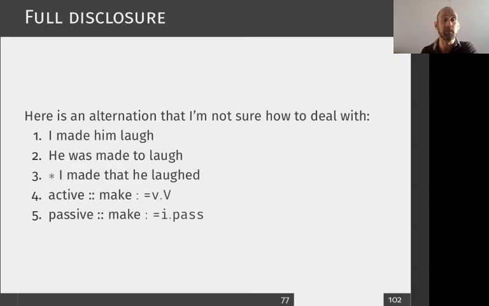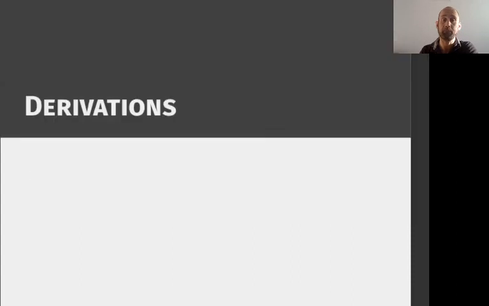Okay, so in the active here, it looks like make should have features something along the lines of equals little v, big V. Whereas in the passive, it needs to have features something along the line of equals non-finite complement passive. Okay. So we can account for this, but it's not obvious how to unify these two separate lexical entries here. Right. So that's an interesting puzzle. If anyone figures out how to deal with that, I'd love to know. Okay. So now we've finished up our discussion of how to use this formalism to describe linguistic data. Okay.